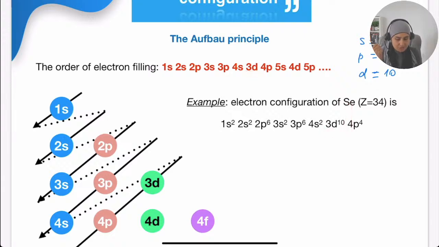And then the next one is 4p. P can hold a maximum of 6 electrons, but we don't need 6. If I put 4p6, I would have 36 electrons in total, which is more than what I need. So I will end up with 4p4. If you check the sum, 2 plus 2 plus 6 plus 2 plus 6 plus 2 plus 10 plus 4, that's 34 electrons in the whole structure.